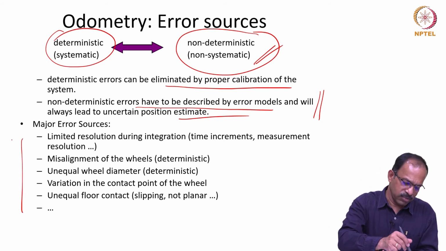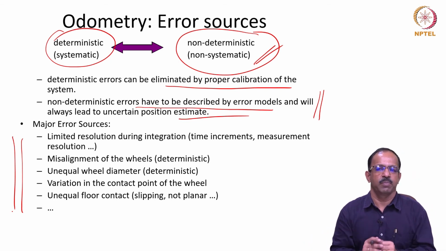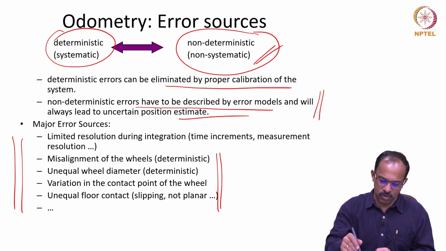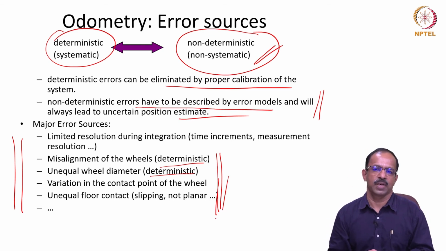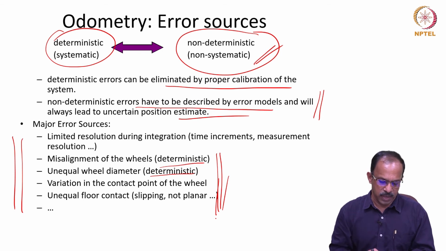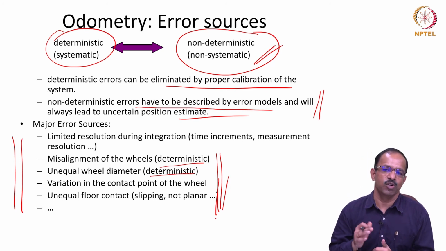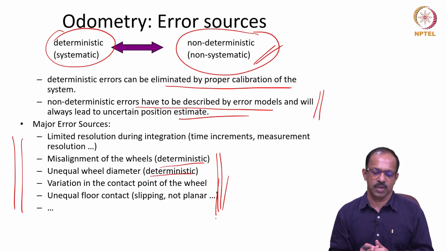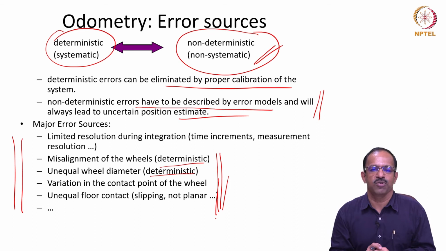And there are many other sources of error because your terrain may not be flat, wheels may not have the same diameter, and the measured wheel speed may not be correct. So, all those things will also add to error. Some of them are deterministic and can be compensated, some of them are non-deterministic and cannot be modeled, like unequal floor contact and slippage. That needs to be taken into account in the estimation of the position of the robot. In localization, we need to be aware of these things and have some methods to compensate for these errors.